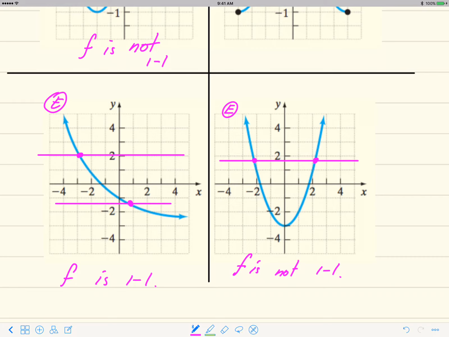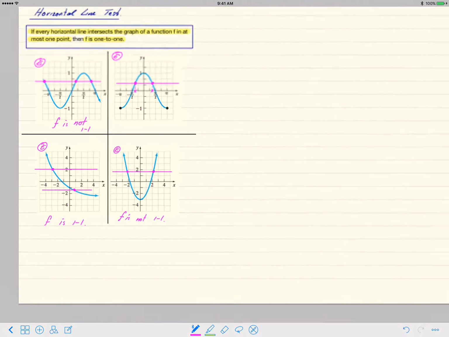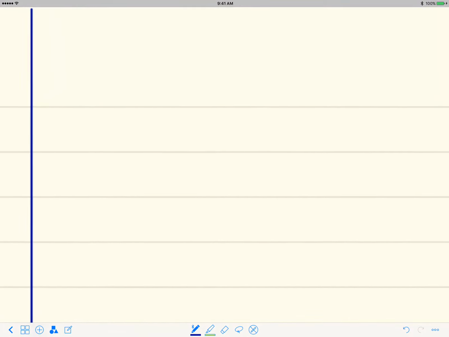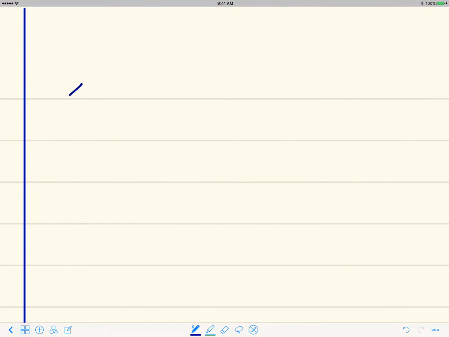Okay? Now, if your function is one-to-one, then what we'd like to learn is how to figure out the inverse function. So now we're going to talk about inverse functions.